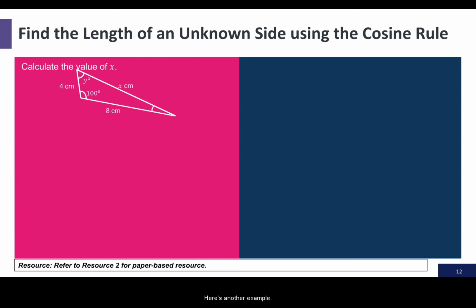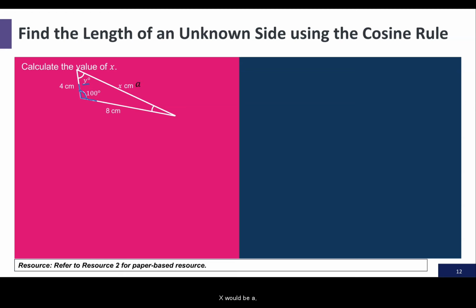Here's another example. So for this problem, we need to calculate the value of x. And there is a y in here, which I don't think we need to calculate on this problem. It's just a bit of a red herring. So I need to focus on, have I got 2 sides and the angle between? Yes, I have. So my first step is to label.